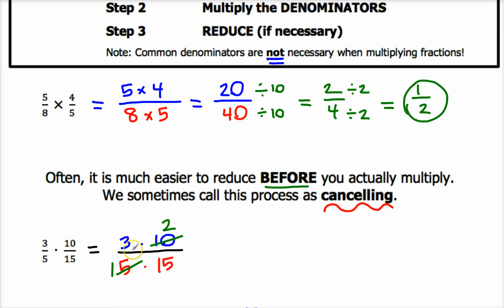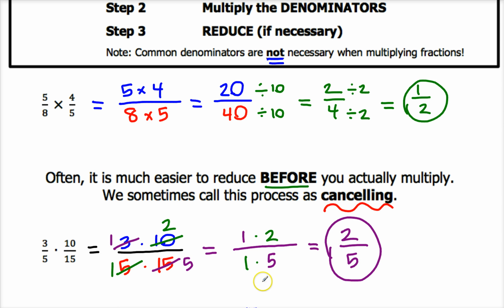You see that 3 and 15 are both divisible by 3. So if I divide 3 by 3, I'm left over with a 1 in its place. And if I divide 15 by 3, I'm left over with a 5. So I can do this process called canceling to make my numbers here a little bit smaller. So now I have a 1 times 2 in my numerator, and I have a 1 times 5 in my denominator. 1 times 2 is 2, 1 times 5 is 5, and so this gives me the answer of 2/5. So that's another way to multiply fractions, is to do your reducing or your canceling in the middle before you actually go through and multiply.